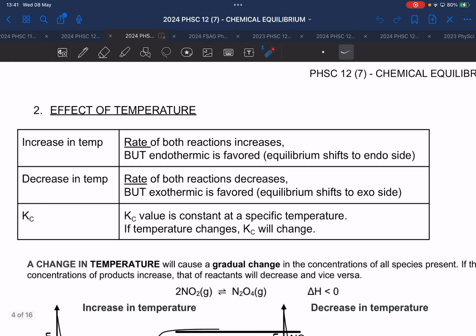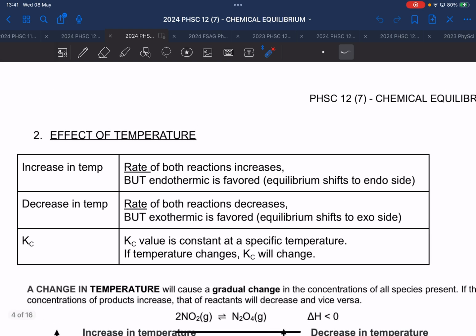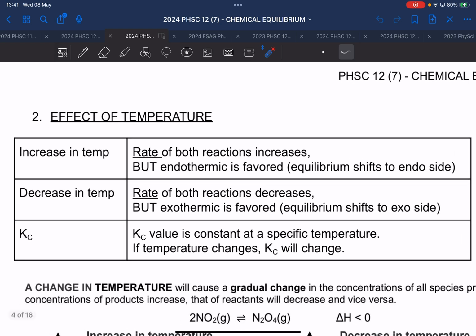Now we don't have a nice table with rules that tells us whether the forward reaction or the backwards reaction is going to be favored. It tells us if there's an increase in temperature. If you hear increase in temperature, what do you think? Exo or endo? Exothermic, yes.